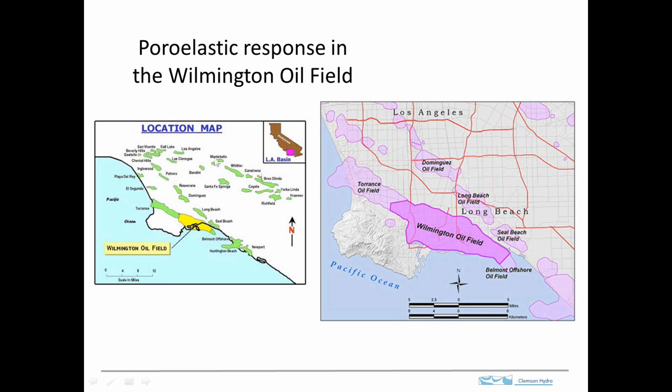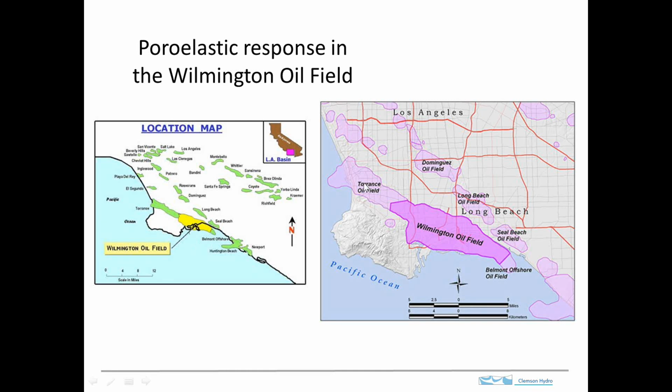And the green shapes here are oil fields. They're relatively small features, and they're along these trends here that are defined by the geologic structure. And the largest one of these is the Wilmington oil field shown here. It's this region right here. And there are other oil fields, this Torrance field along strike.